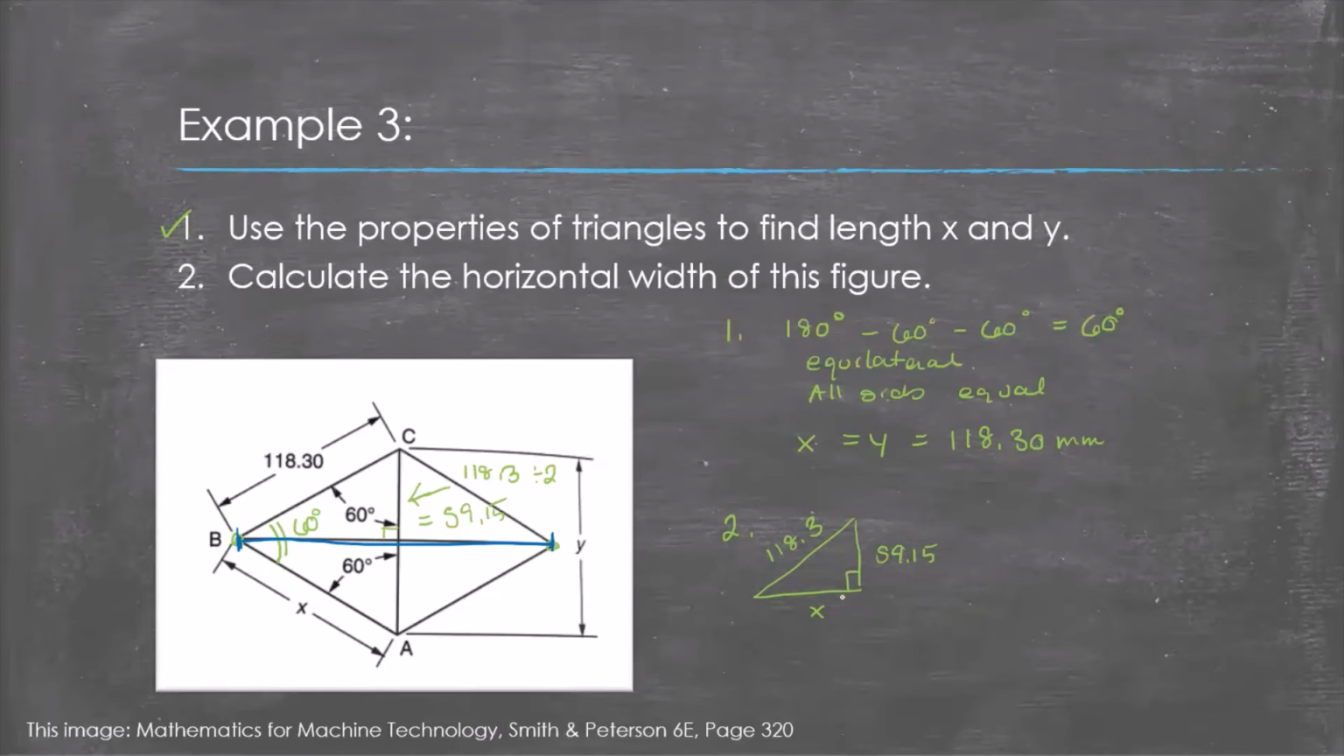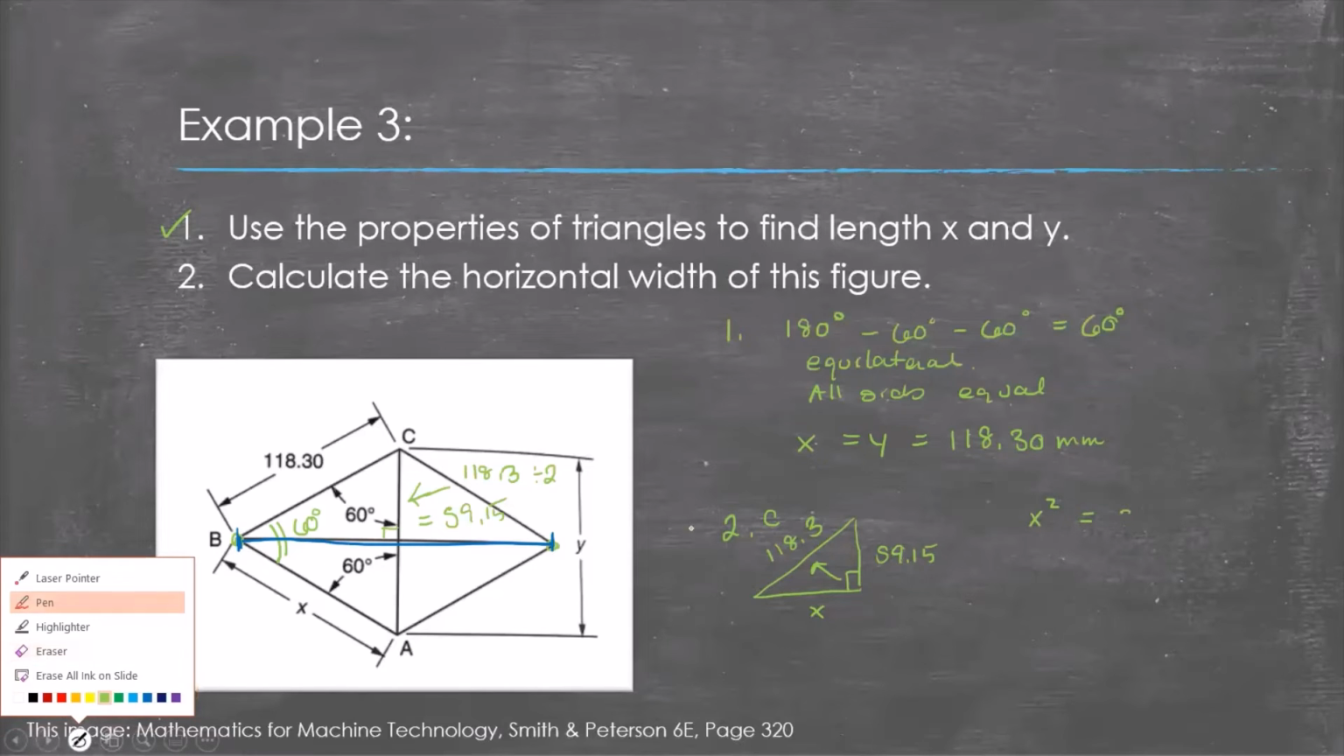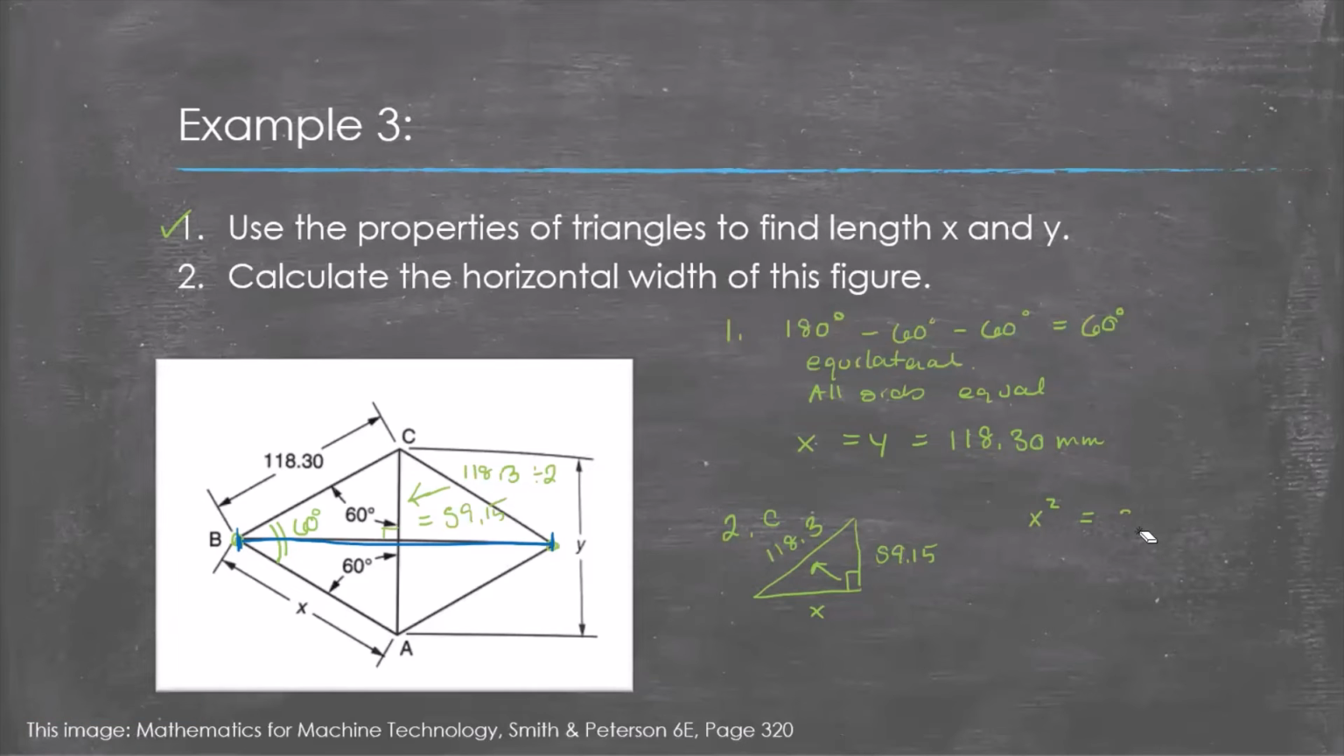So we have two sides. We want to know a third side so we can put them in. Now this is my hypotenuse because it's opposite the right angle. So that's my C. So we know that x squared is equal to, oops, I shouldn't say equal. I could write it that way, but for the sake of consistency, I'll use the regular formula. x squared plus 59.15 squared equals 118.3 squared.